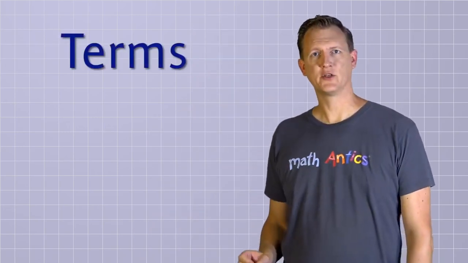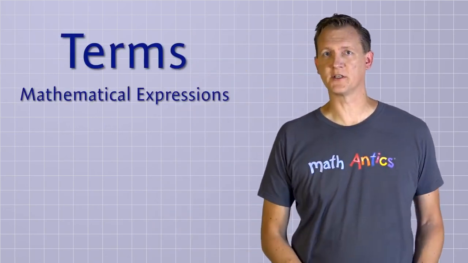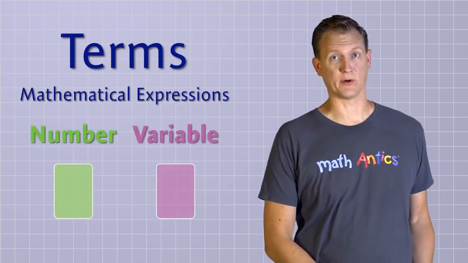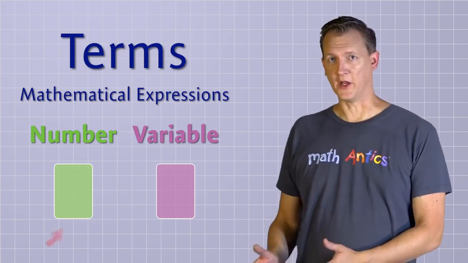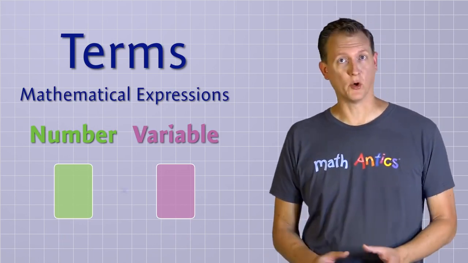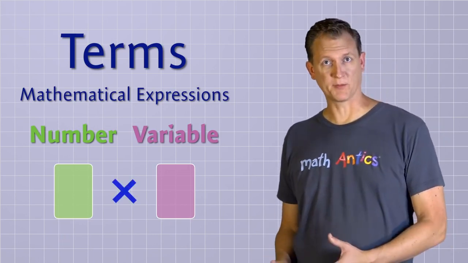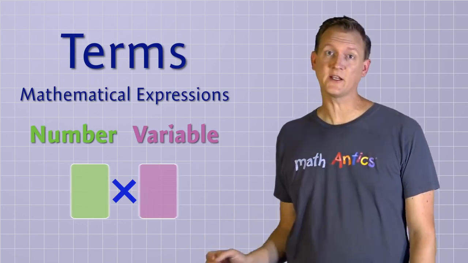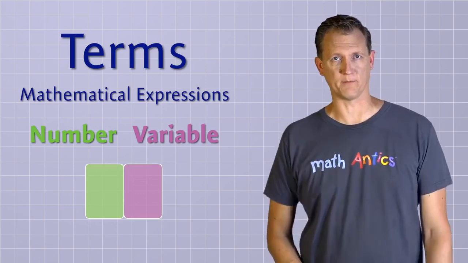In algebra, terms are mathematical expressions that are made up of two different parts, a number part and a variable part. In a term, the number part and the variable part are multiplied together. But since multiplication is implied in algebra, the two parts of a term are usually written right next to each other with no times symbol between them.